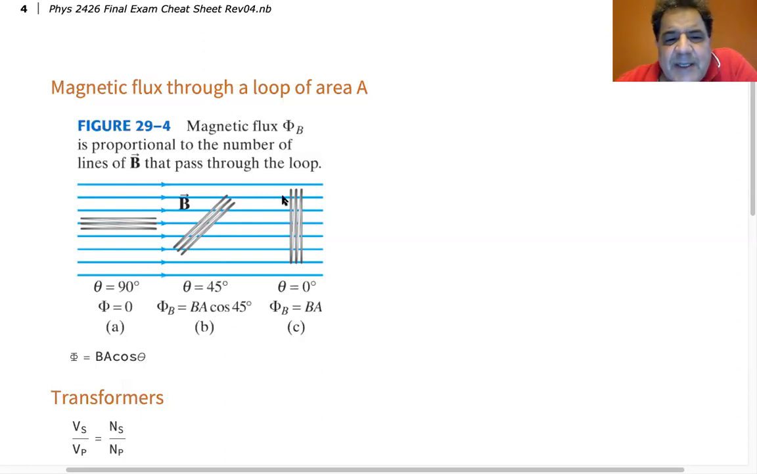And the max is when the normal to the loop is in line with the magnetic field as shown here. So theta equals 0 in that case, and cosine of 0 is equal to 1. So that's your maximum. The cosine of theta varies from -1 to 1. So 1 is the maximum. That's your max phi sub B. So phi sub B is equal to BA in that case.